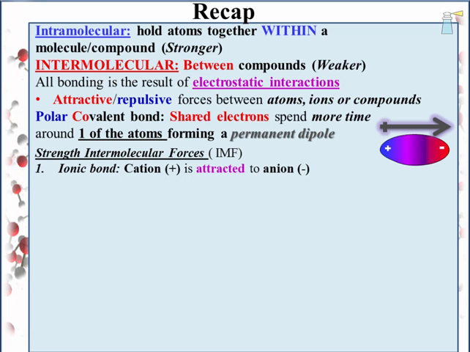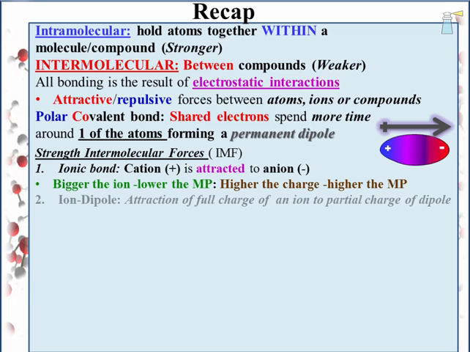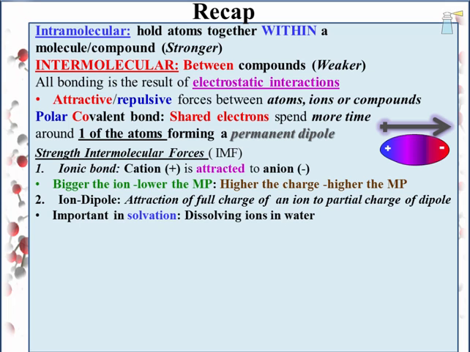Ions have full charges. Cations attract anions. As for trends, bigger ions tend to generate weaker intermolecular forces. This is seen with lower melting points. The higher the charge, the stronger the intermolecular force, and the more energy needed to separate ions. This means higher melting points. The ion-dipole attraction comes next. It has the full charge of an ion attracted to the partial charge of a dipole. These are important in solvation.